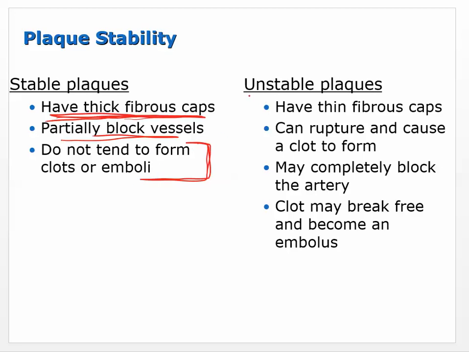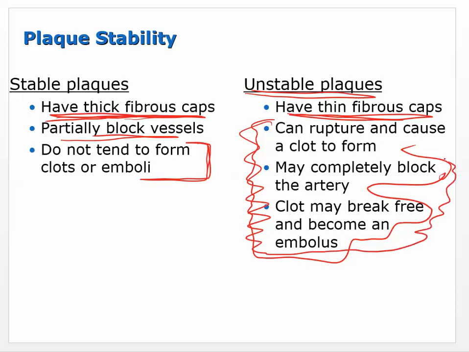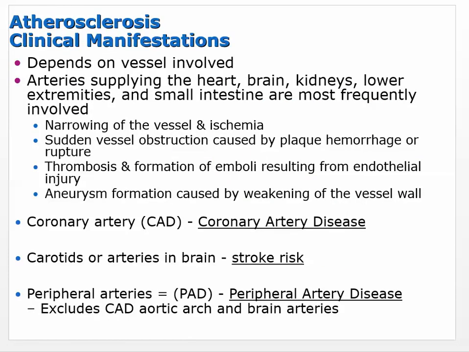Okay, unstable plaques obviously are kind of the opposite. They have a thin fibrous cap, and that's really the difference. They have a thin cap, and so they can rupture, cause a clot to form, may completely block the artery. The clot may break free, and that's what an embolism is, or an embolus. Okay, so these obviously are more dangerous, more emergent.